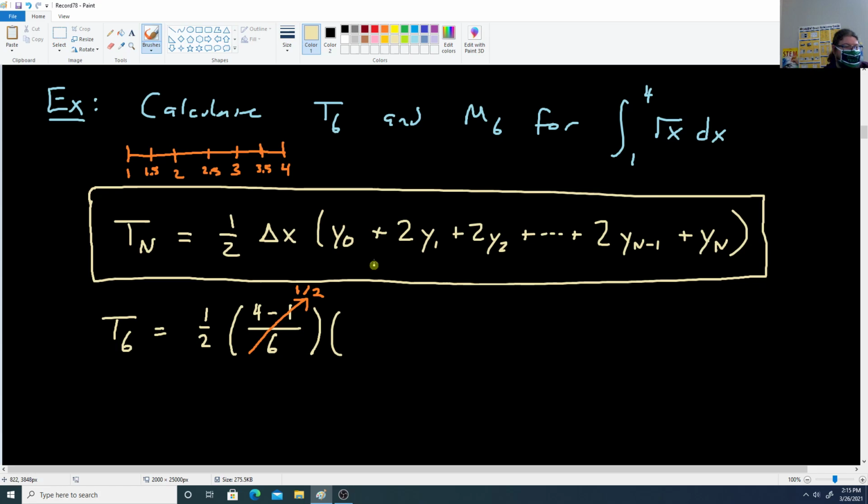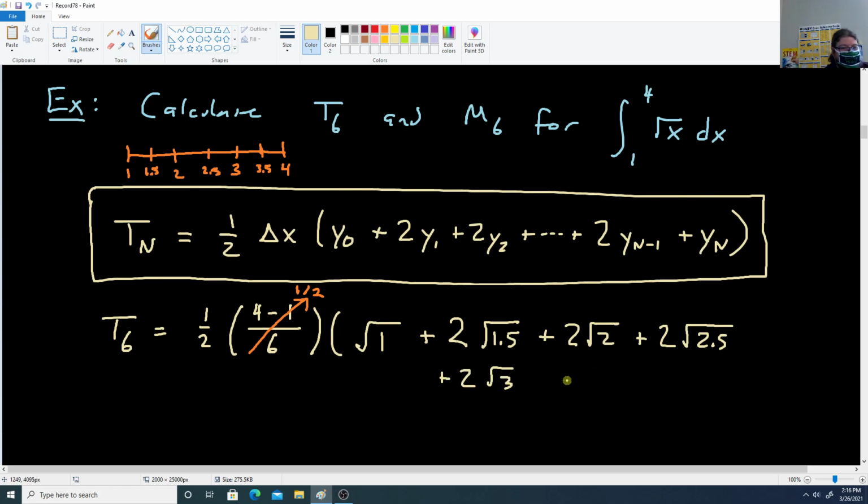And then all we have to do to get these y sub j values is evaluate the function at those points. So this will be square root of the first one, which is 1, plus 2 times the function evaluated at the next number. y0 is just the function evaluated at the starting point 1. Then 2 times square root of 1.5, plus 2 times square root of 2, plus 2 times square root of 2.5, plus 2 times square root of 3, plus 2 times square root of 3.5. And then we're at the final one, which doesn't have an extra 2 on it, so that one is just plus square root of 4.